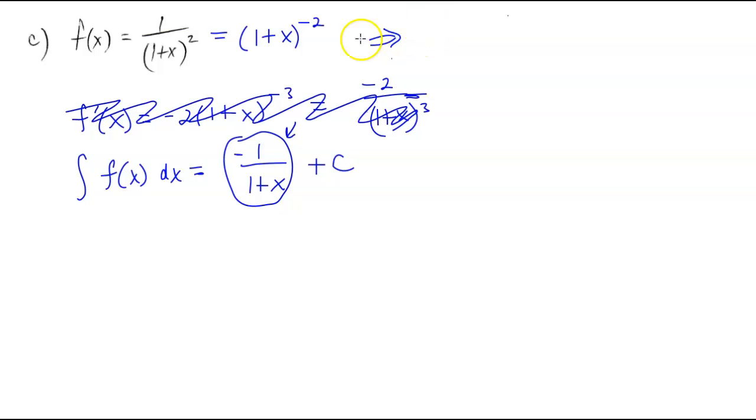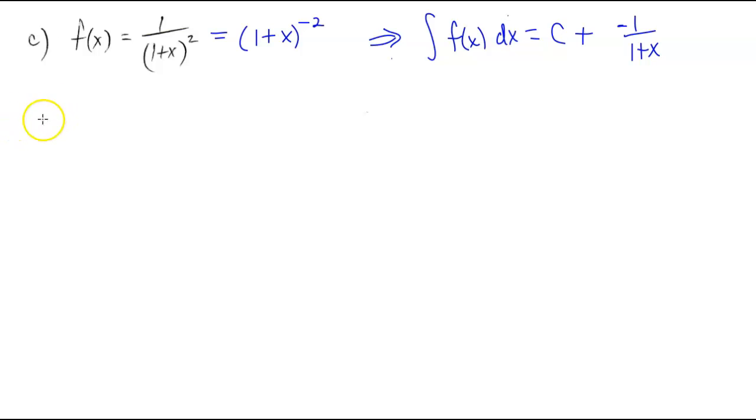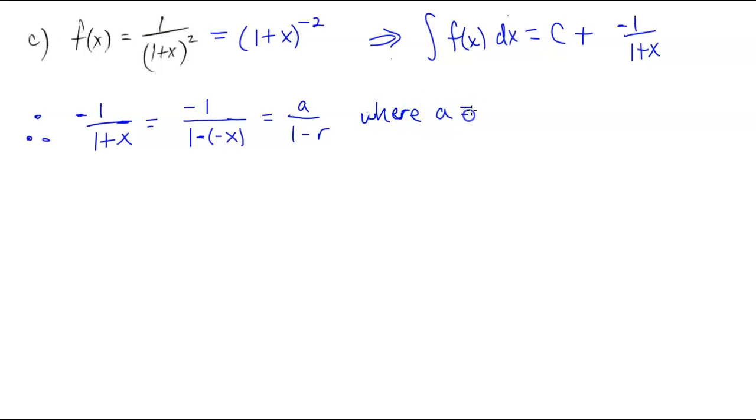So I'm going to come here and say, because of this, we know that the most general antiderivative of this is just going to be some constant plus a negative 1 over 1 plus x. I'm going to go ahead and get rid of all this, and we're just going to work with this antiderivative here, get it in power series form, and then take the derivative of it. So for right now, what we're going to work with is just this negative 1 over 1 plus x. And we're going to rewrite that as a negative 1 over 1 minus a negative x. Of course, this is going to look like a divided by 1 minus r, where our a is a negative 1, and r is going to be minus x.